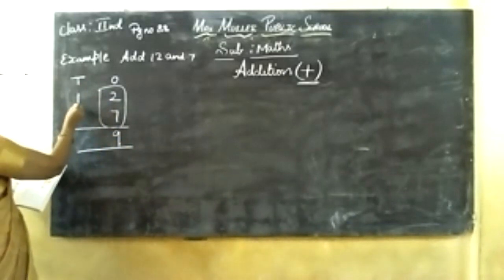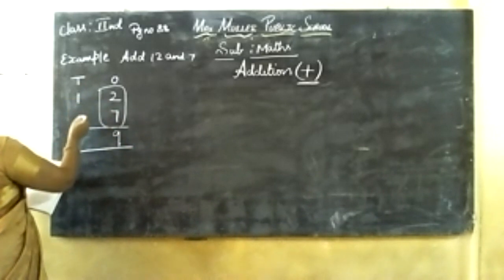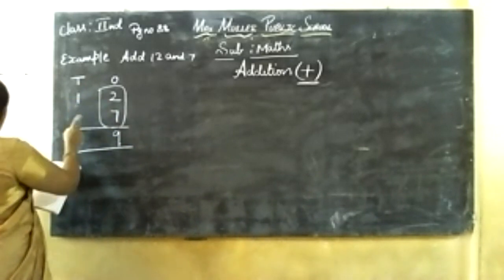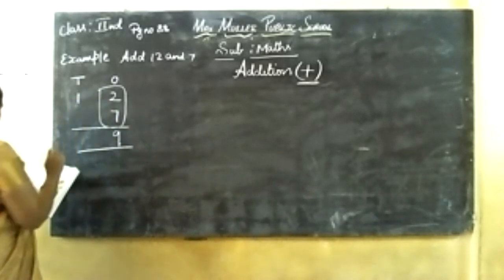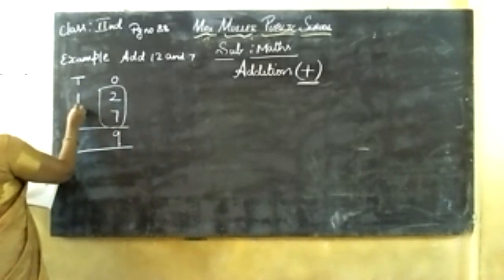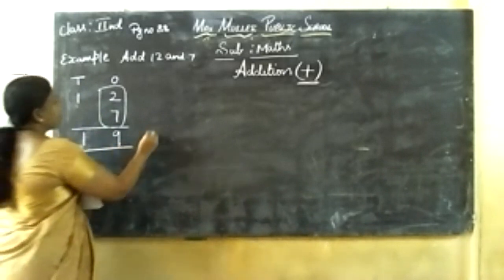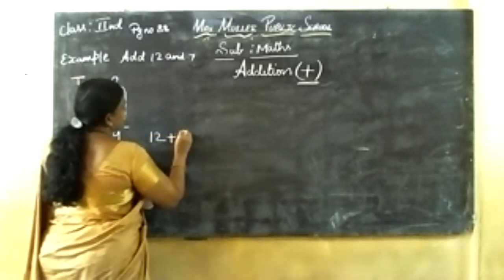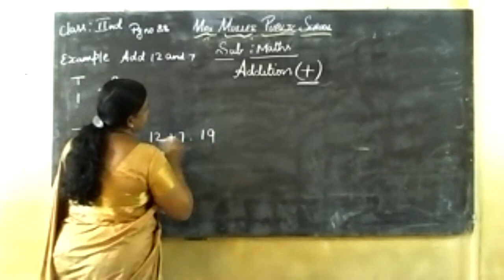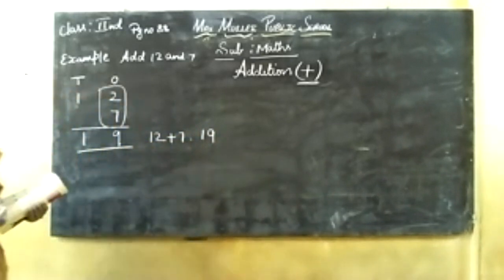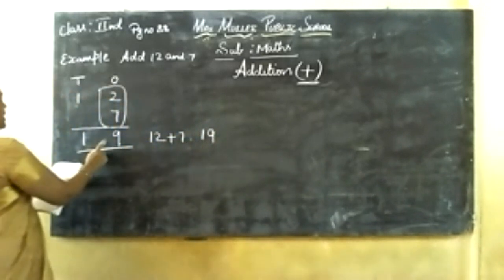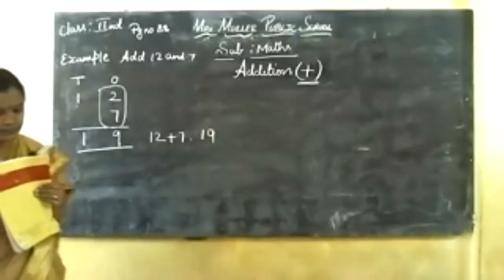See here in the tens column, 1 is there. Down below, no number is there. The tens column stays as it is; you write 1 down as it is. So what will we get? 12 plus 7 is equal to 19. 19 is the sum. Understood, children? 19 is the sum.